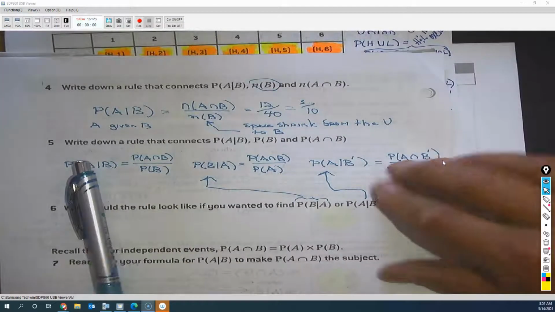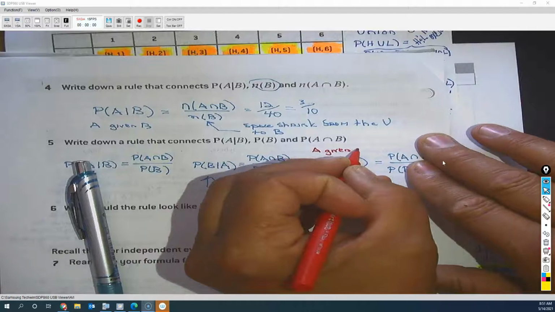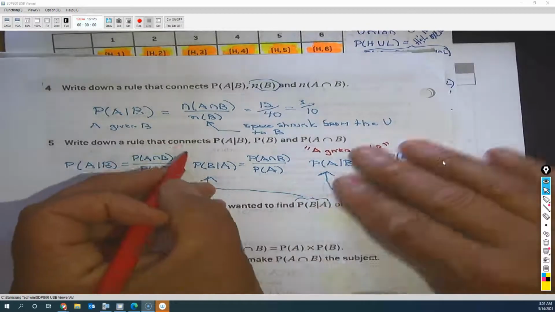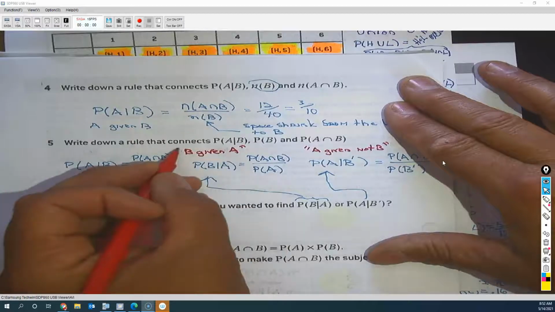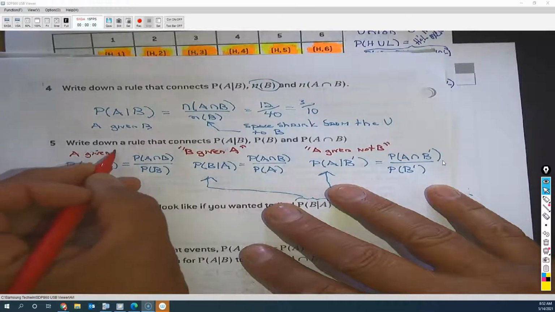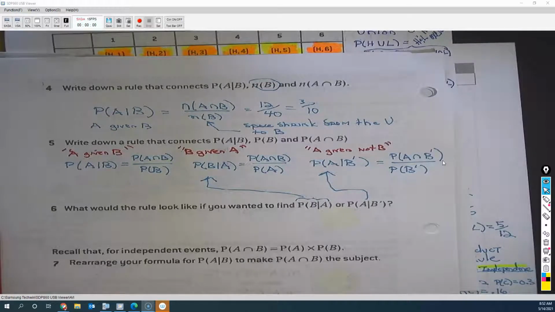And the way that we read these, this is A given not B. I'd read this one, B given A has occurred. And this one would be A given B has occurred. So what conditional probability does, guys, is it shrinks the number of items that you're looking at.